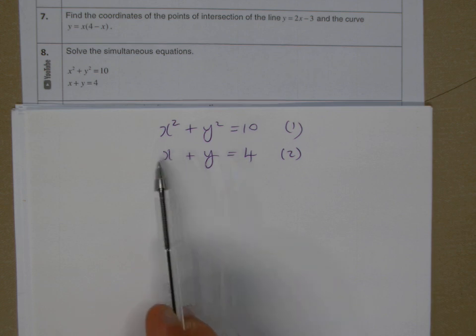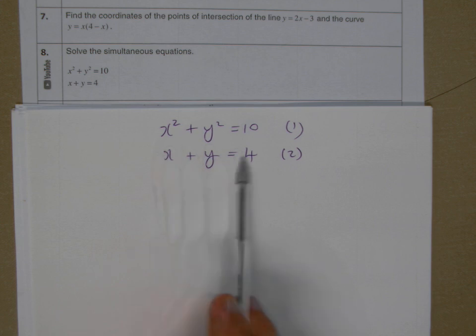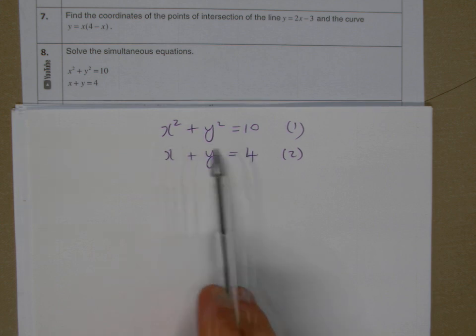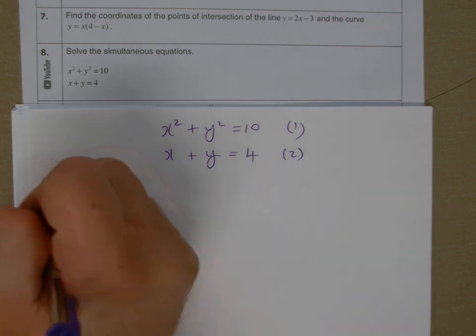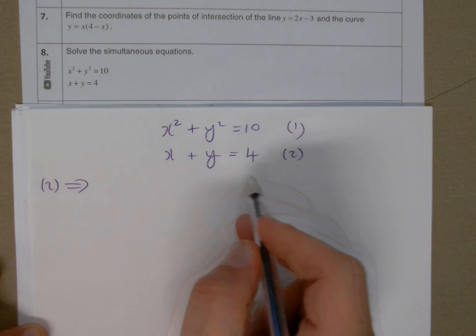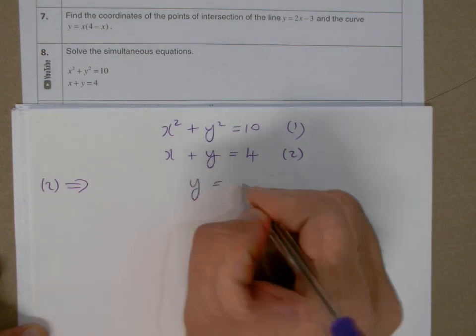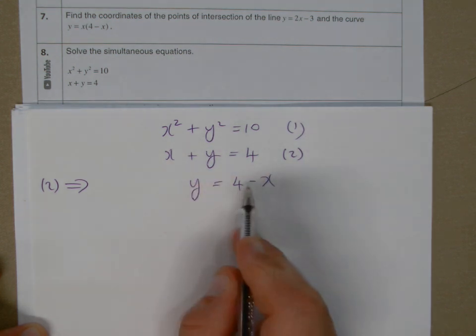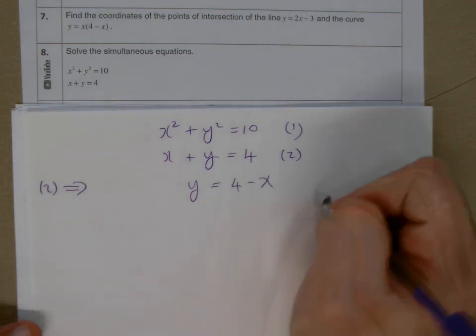Now, if we focus on equation 2, that's one we can work with quite easily, and you should notice that it actually represents a line. If you think about it, with equation 2 we could rearrange it. We could say y is equal to 4 minus x. We could take that x over the other side, and you get minus x, and that looks more like the y equals mx plus c that you're used to.